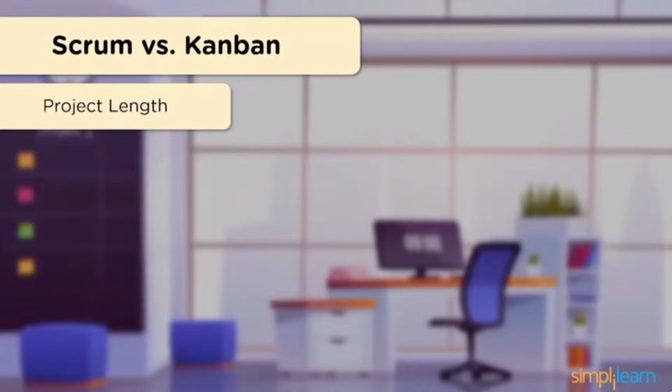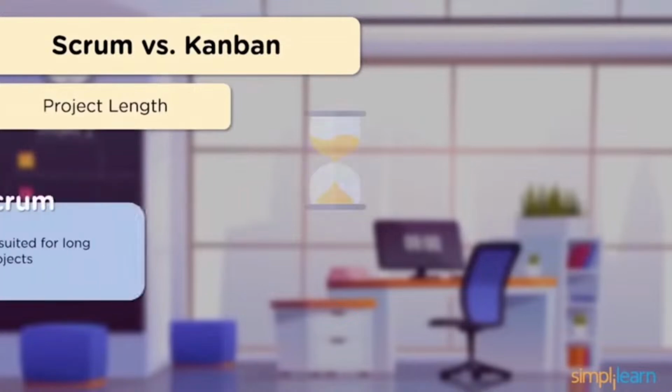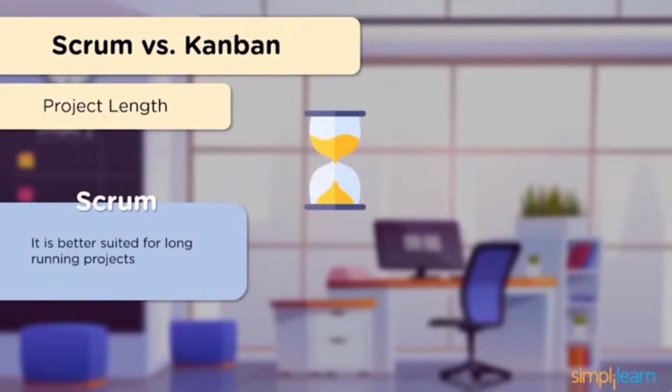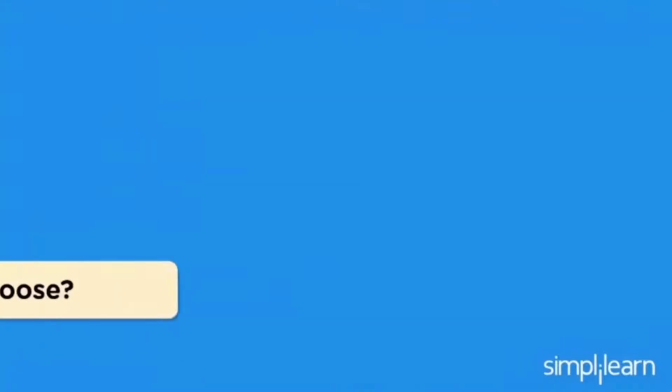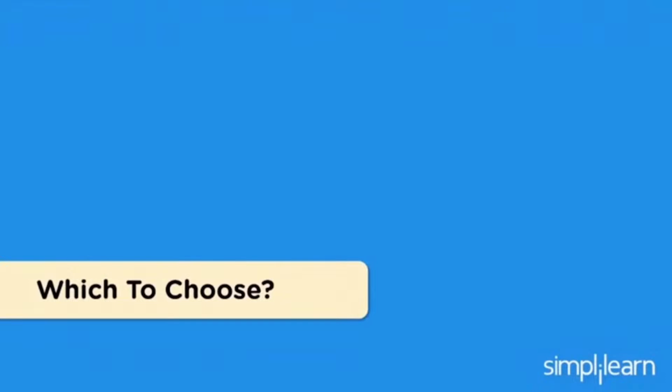And finally, let's have a look at project length. With Scrum, it's better suited for longer projects. And with Kanban, projects that can be completed in a shorter period of time are better. So which one should you choose? Now, selecting from these 2 methods is mainly based on the requirements of the team. Do you expect your project to be shorter? Do you want to make changes at any time? You don't want to set up job-specific roles? Then Kanban is the framework for you.